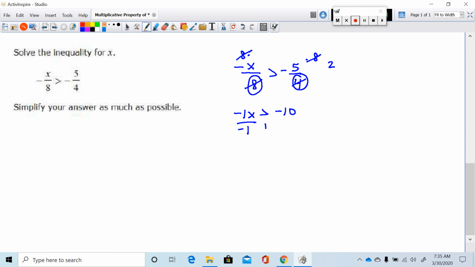Divide both sides by negative 1, remembering because you're dividing by a negative number to flip the inequality. So I've got x is less than 10 divided by 1 is 10.